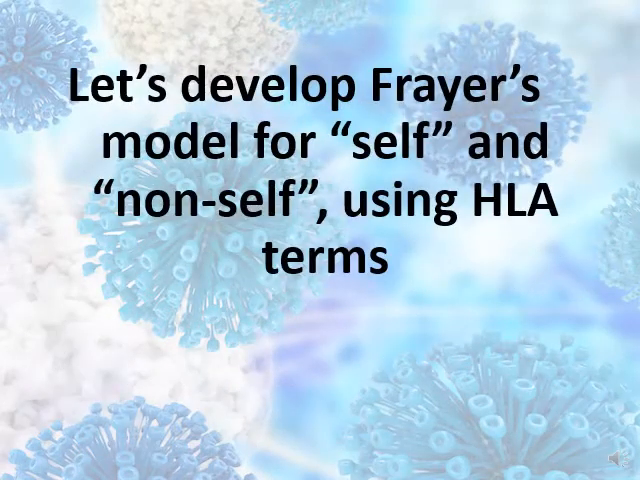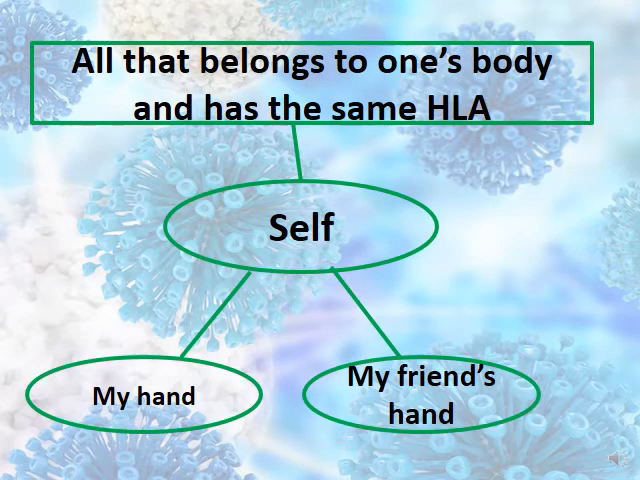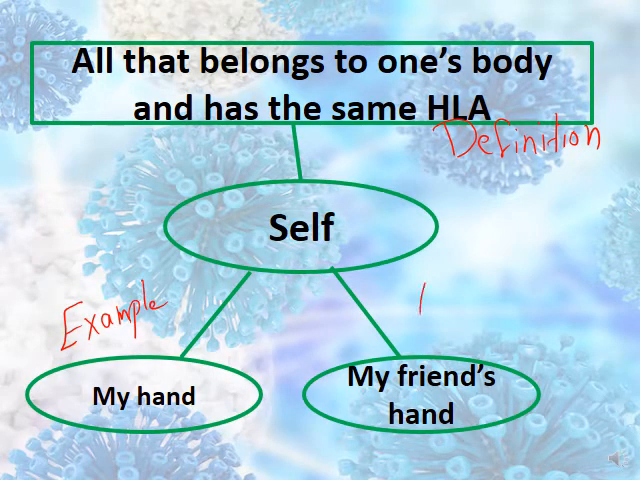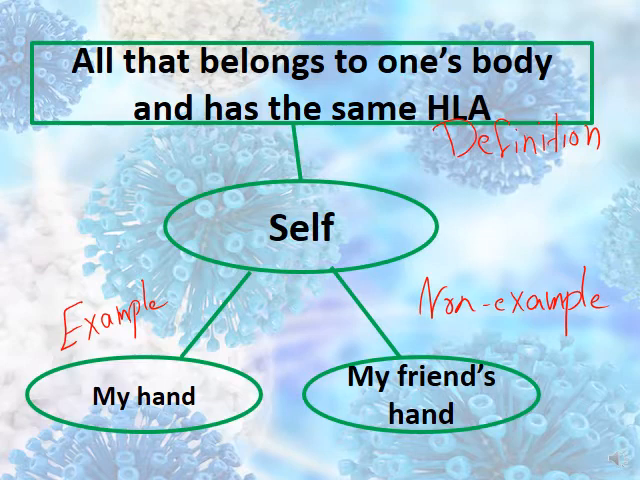So now, let's develop Frayer's model for self and non-self using the HLA. Now, this is the complex definition for the self. Here, Frayer's model, here we have the term in the middle, here we have the definition, here an example, here a non-example about them. Okay, so let's start first with the term self. What is the meaning of self? We said before that self is all that belongs to one's body, like my hand, my kidney, my stomach, and others. Here we added a few words: and has the same HLA.